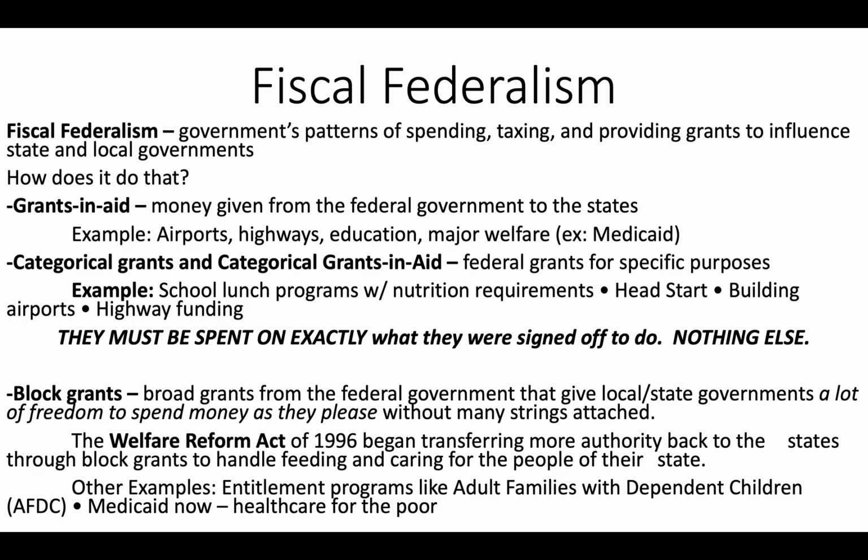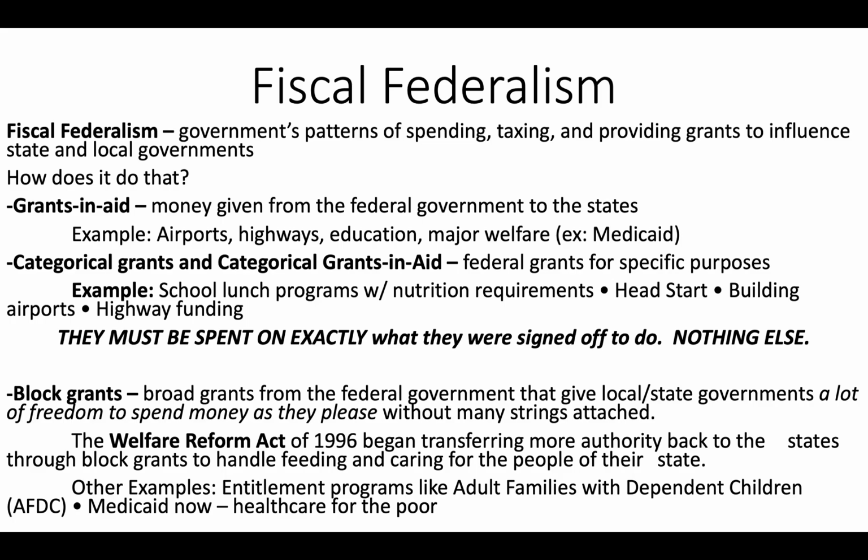Okay, so that is one way the federal government moves money to the states. A second way they move money from the federal government to the states is by block grants. Block grants are broad grants from the federal government to give local and state governments a lot of freedom to spend. Okay? These are generic means.